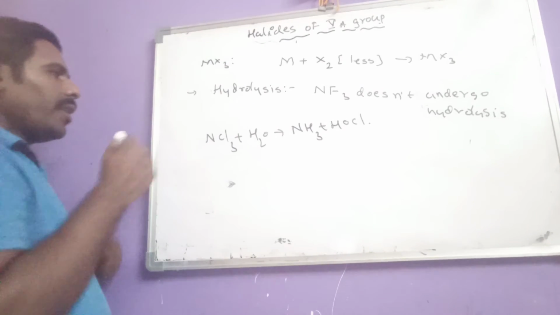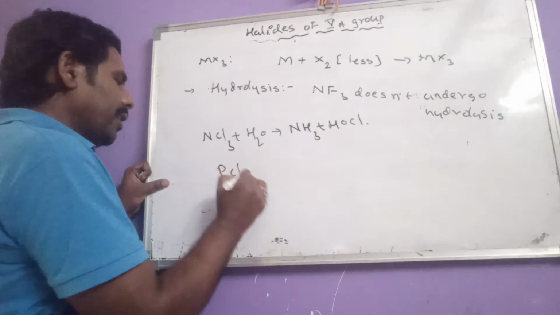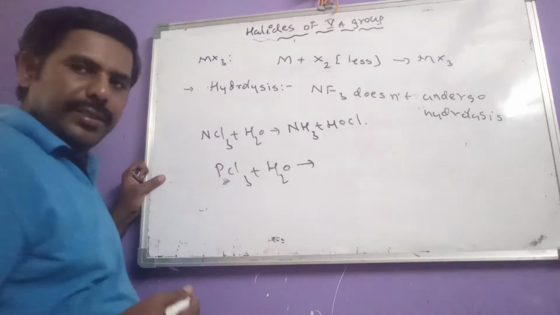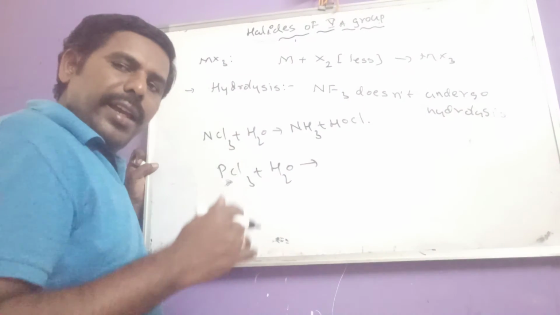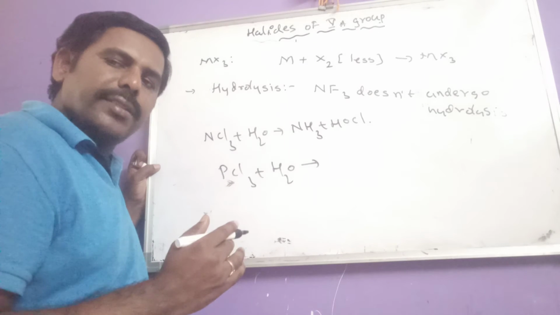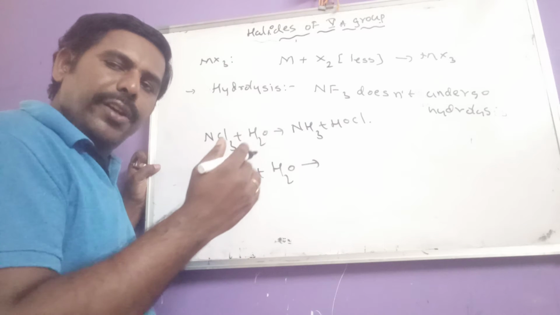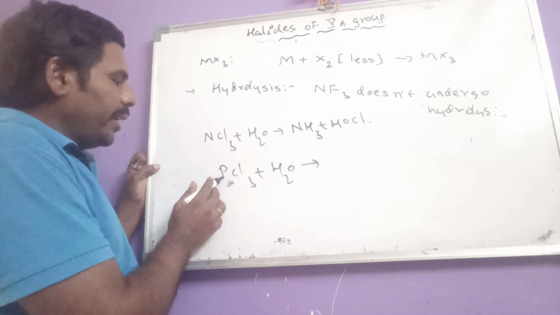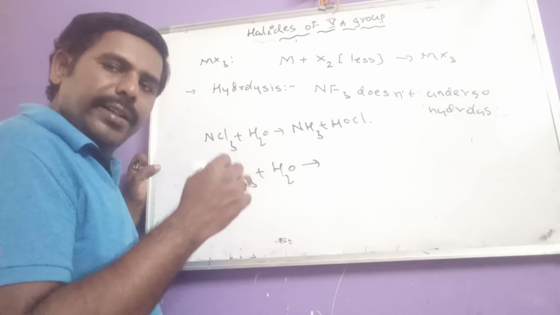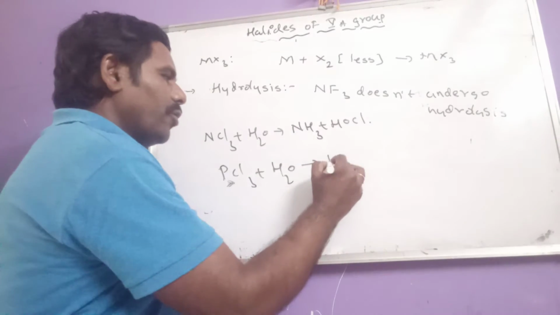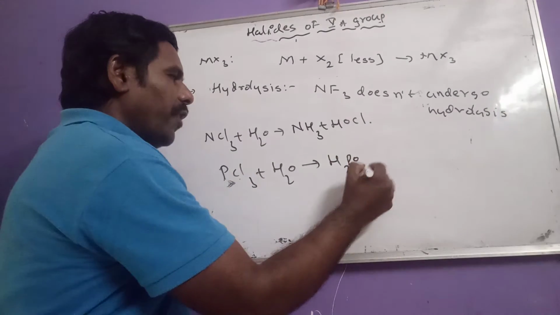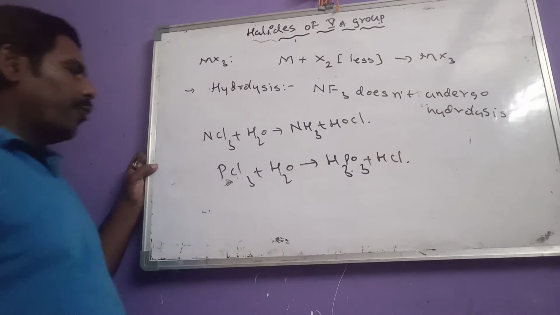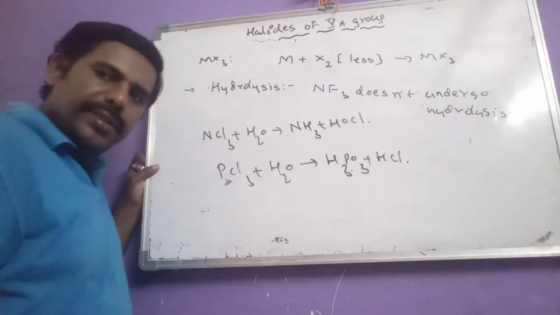Okay, now PCl3 on hydrolysis. Already in our previous video we discussed this. Any compound with the central atom in a lower oxidation state will give acids on hydrolysis. So in PCl3, phosphorus is present in a lower oxidation state. So what are the products here? Phosphorus acid and HCl. These are the products of hydrolysis of PCl3.